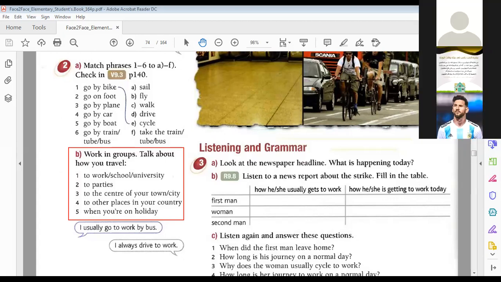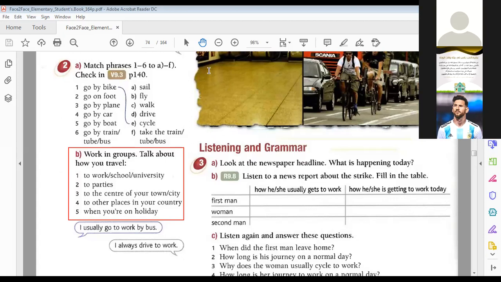Or by plane. When you go from Sabha to Tripoli, correct. If you're going between cities, yes, we can also fly. So you can say I sometimes fly to Tripoli. If you live in Benghazi, or if you live in another city, you can say I sometimes fly to Tripoli, or I sometimes go by plane. So very quickly, let me summarize this exercise.